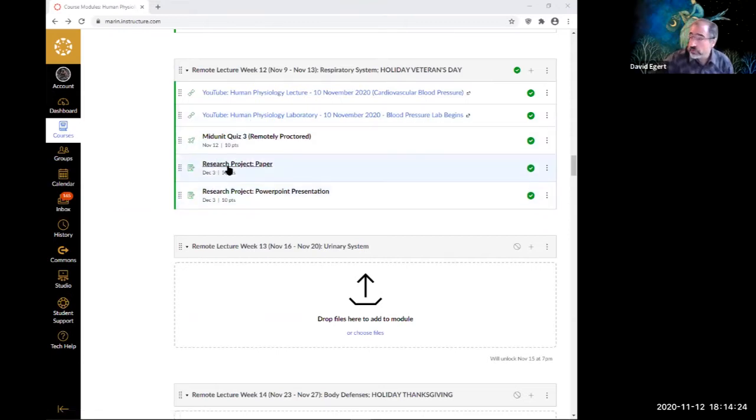So research project paper and research project PowerPoint presentation, they are both the same basic thing. The PowerPoint presentation is just a PowerPoint presentation based on what you wrote in your paper. And I'll click this so you can see what it looks like.